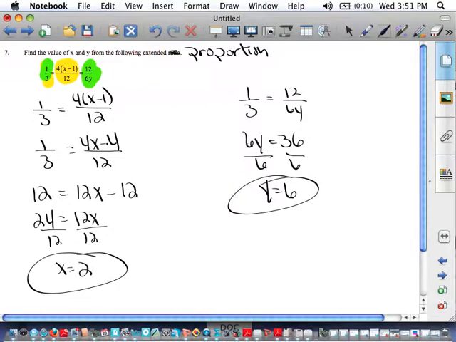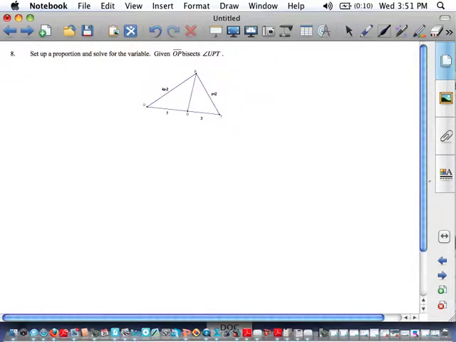Okay, let's look at number 8. It says set up a proportion and solve for the variables. OP bisects, so this ray bisects angle UPT. Okay, we had a theorem for this. It said that if a ray bisects the angle, it divides the hypotenuse proportionally with the legs.